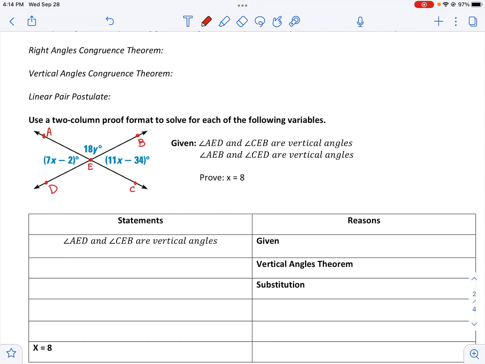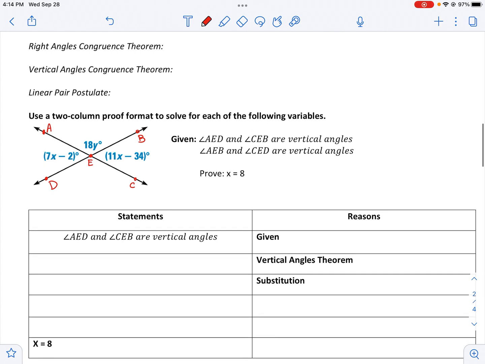On this video, we're going to look at how to start writing some geometric proofs. The first thing you need to always know about writing a proof is that you will be given some facts, some baseline to start with, and you'll be asked to use theorems, postulates, or axioms to justify how you can solve and prove a specific result. So in this case, I'm being asked to prove that x equals 8 given that AED and CEB are vertical angles and AEB and CED are vertical angles.